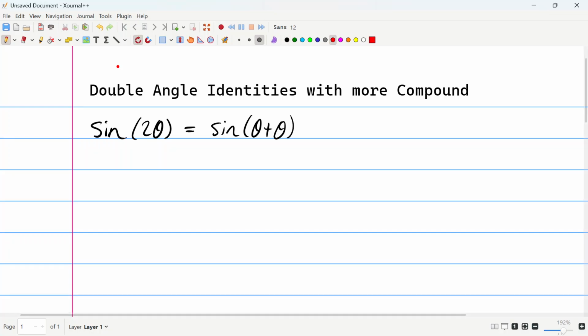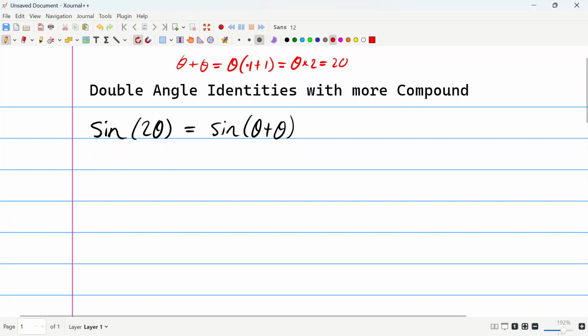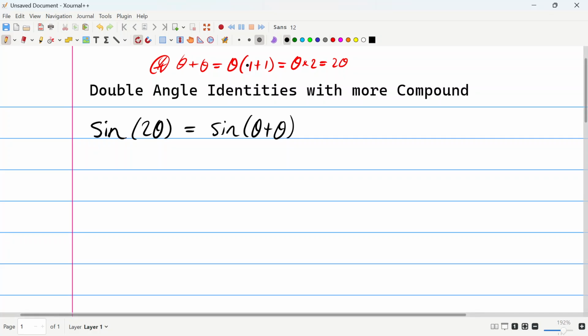Because at the end of the day, you could always just take out the common factor of theta, and then you'll have 1 plus 1 left over, which is basically theta times 2, which is the same as 2 theta, okay? So I'll just leave this here, okay? Important. So sine of theta plus theta, we can write this in compound angle form. Notice that this is the same as A plus B. Notice we still have theta and theta, but let's still treat it as if it was compound angles, okay?